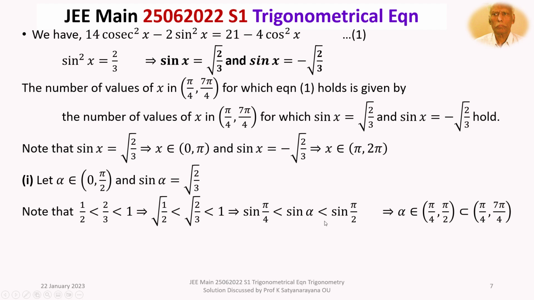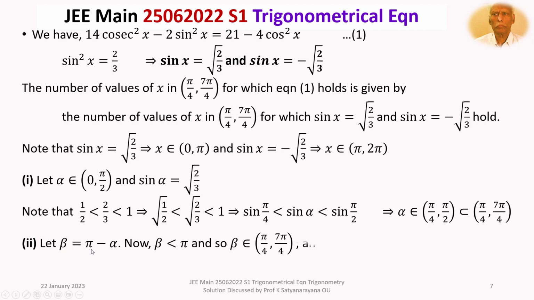And sin is an increasing function in this interval pi by 4 to pi by 2. So this will imply alpha belongs to the open interval pi by 4 to pi by 2, which is contained in the open interval pi by 4 to 7 pi by 4. Therefore alpha is a solution. So we got one solution in the first quadrant. Agreed.